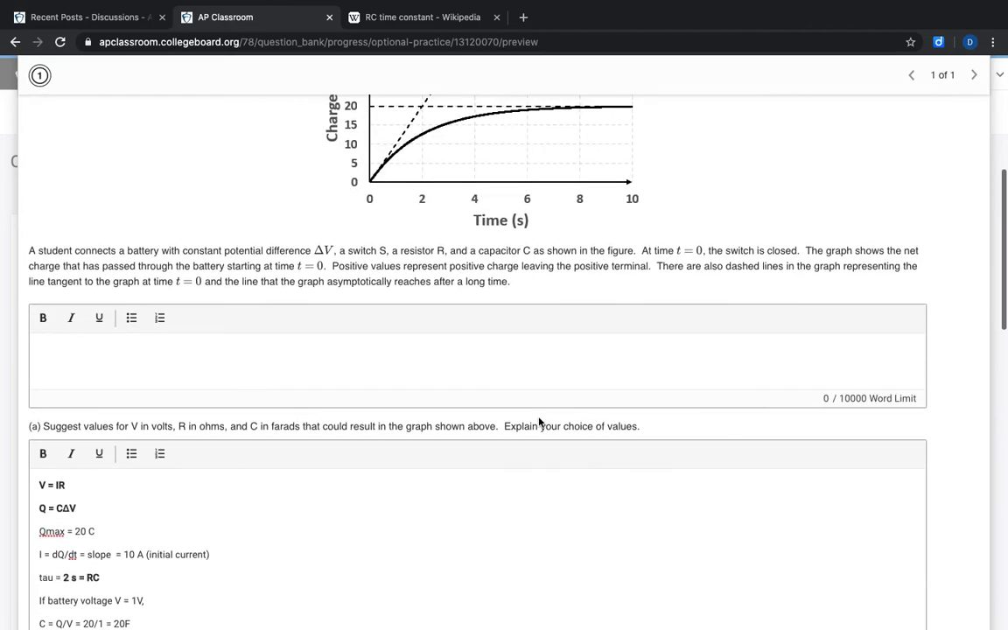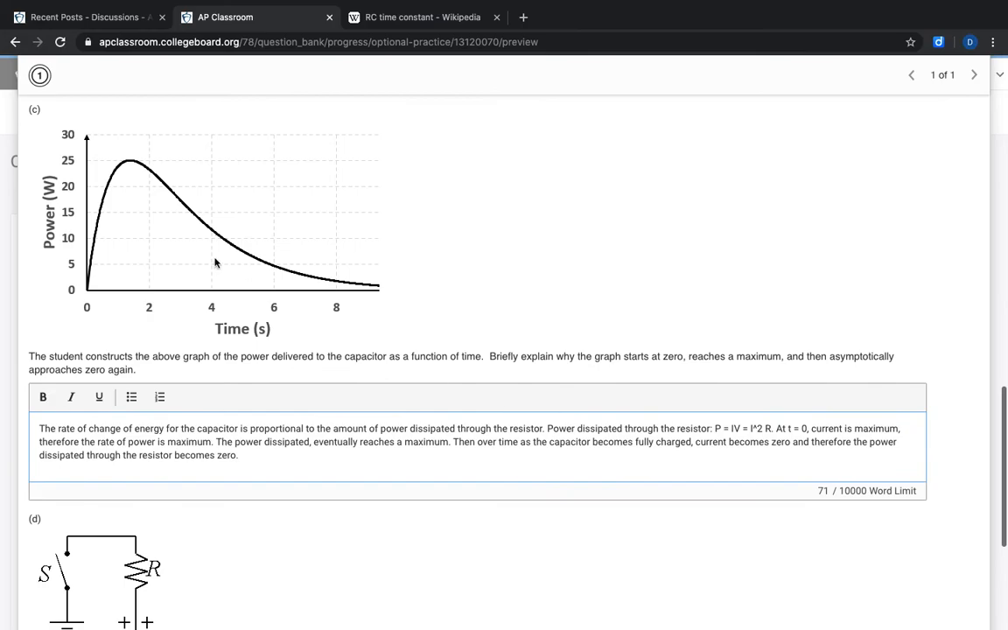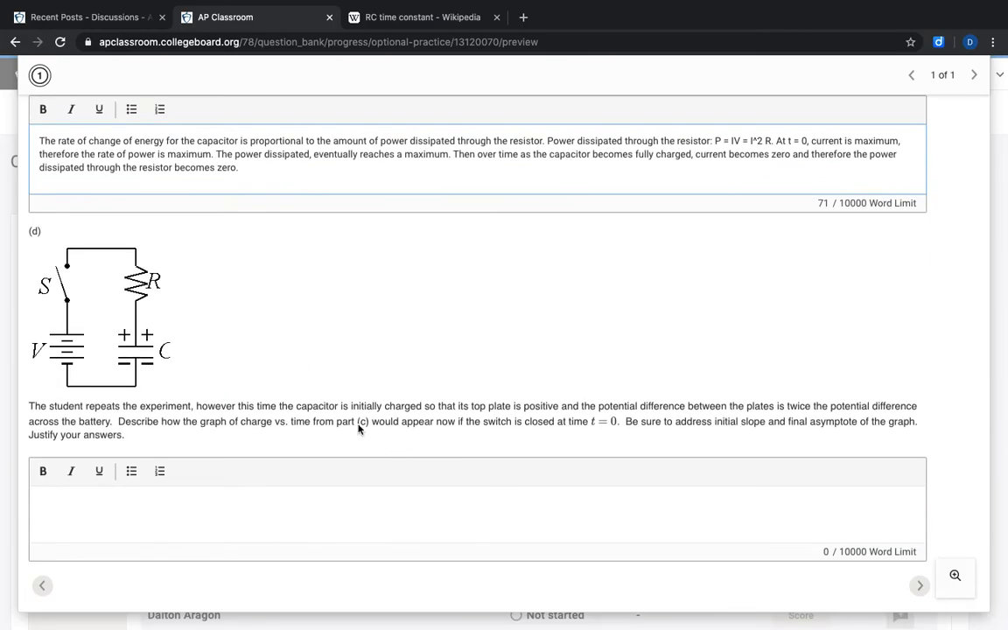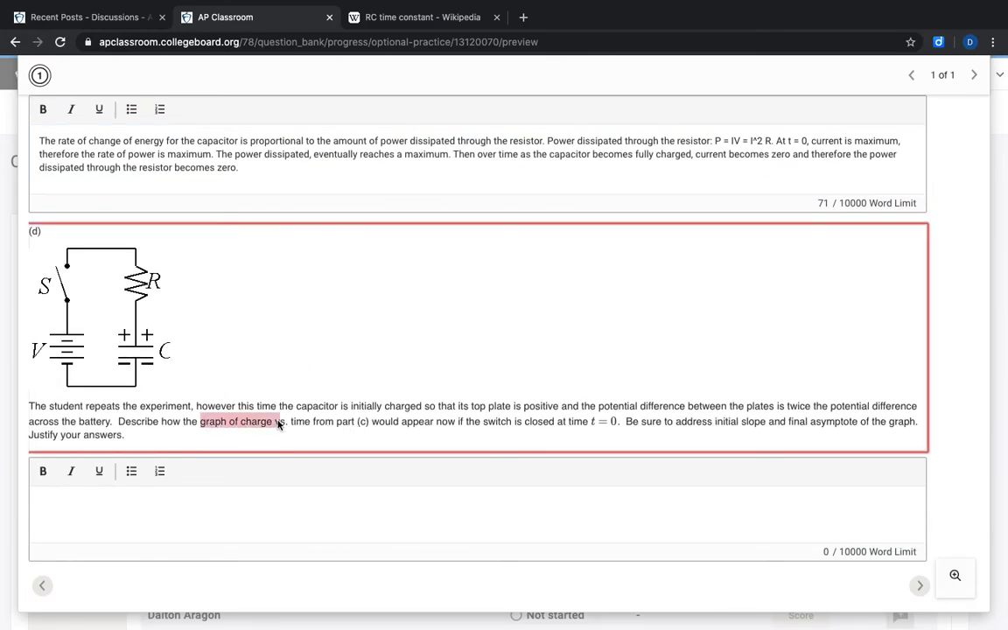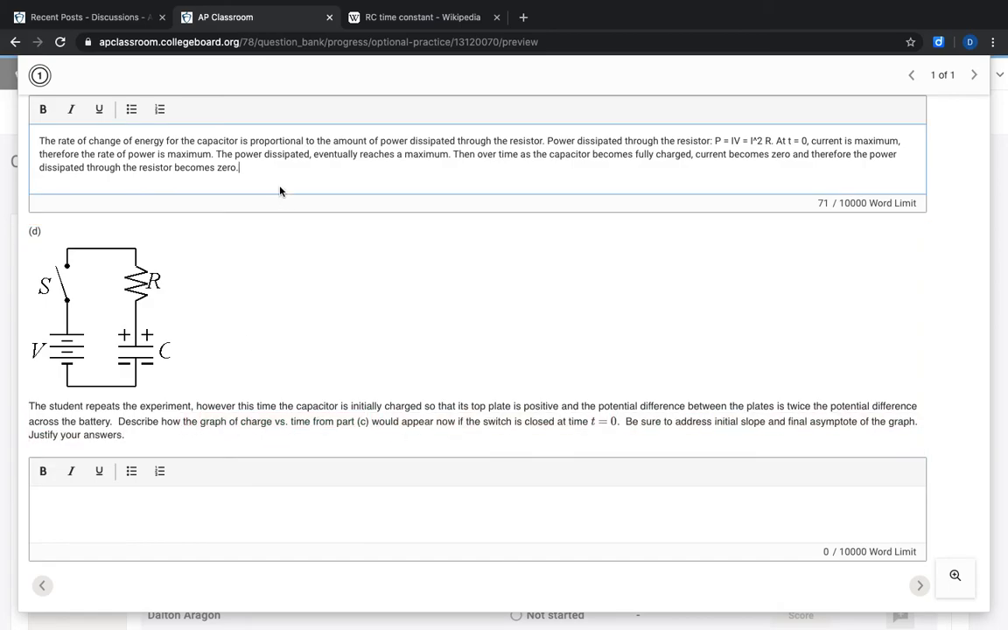Oh wait, from part C. This one, I think they're confused because they're talking about charge versus time, and that's from the beginning. All right, so ignore that. So how would that graph be different? So describe how the charge versus time from the beginning would appear now if the switch is closed at time equals 0. Be sure to address initial slope and the final asymptote of the graph.